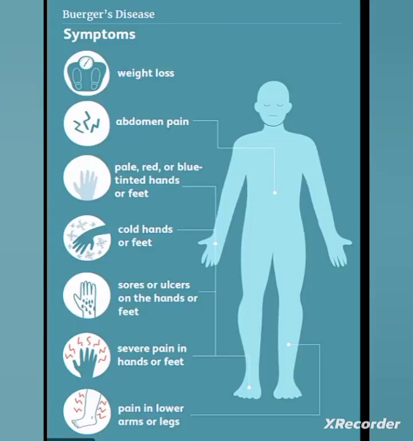The main symptoms of Buerger's disease include weight loss, abdomen pain, pale or red or blue tinted hands or feet, cold hands or feet, sores or ulcers on the hands or feet, severe pain in hands or feet, and pain in lower arms and legs. Pain is the outstanding symptom of Buerger's disease. The patient complains of foot cramps, especially of the arch after exercise. The pain may be relieved by rest, but cold sensitivity of the Raynaud's type is found in one half of the patients and is frequently confined to the hands. Digital rest pain is constant for this patient.